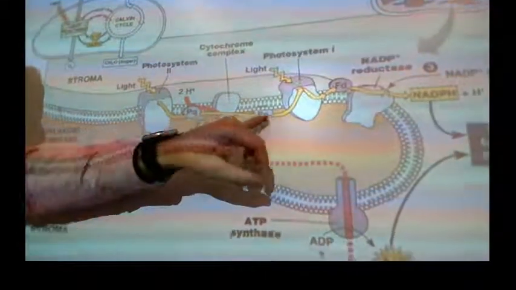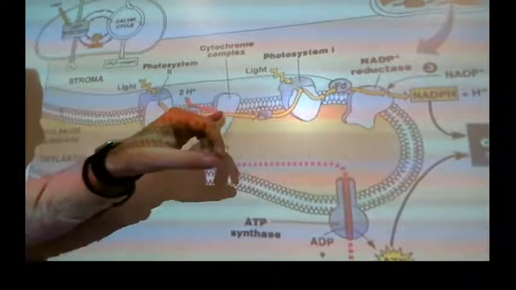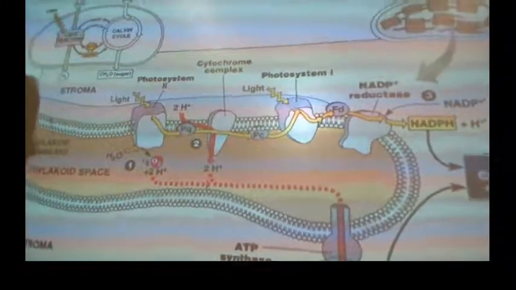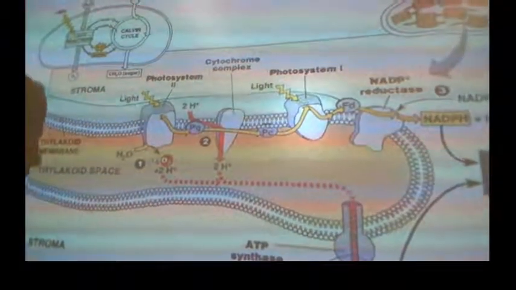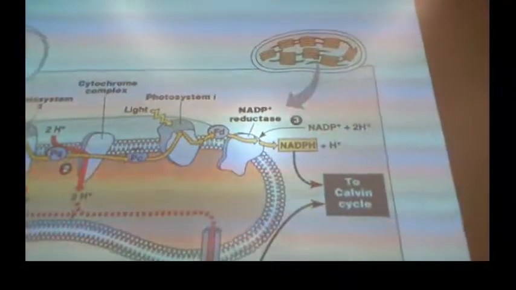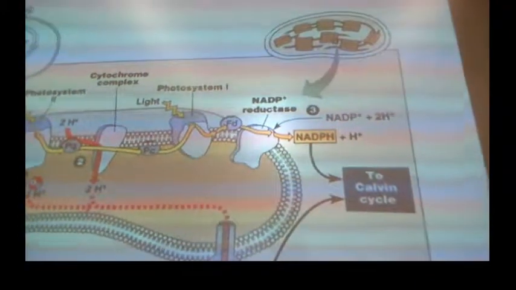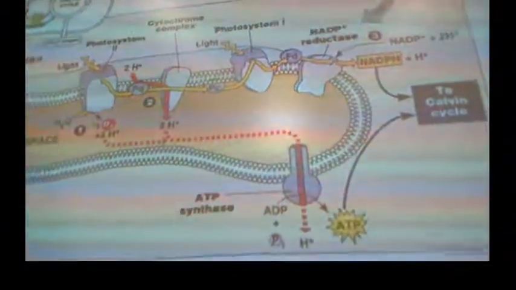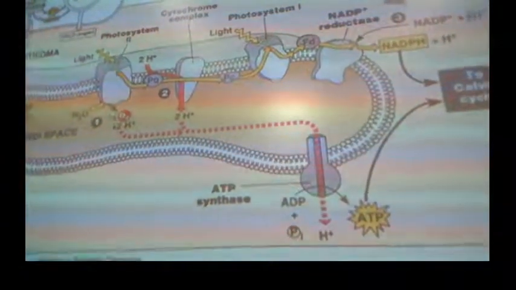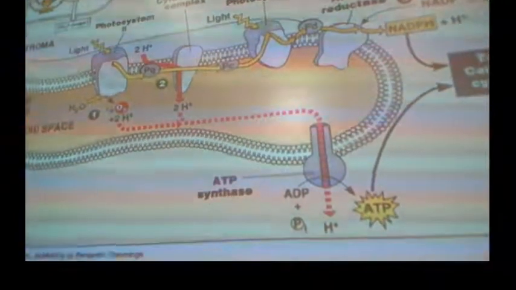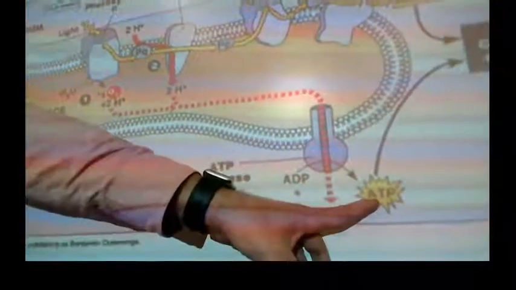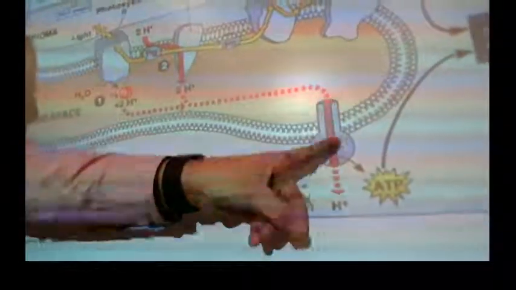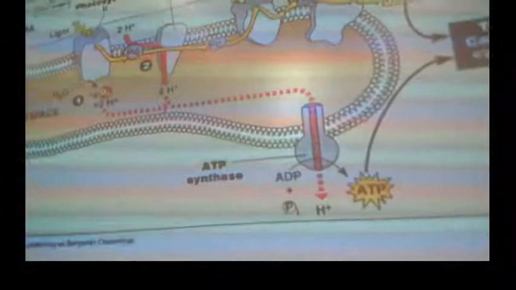Along the way, we have PQ, PC, and FD. These are peripheral proteins, so they're going to work to help the process of moving those electrons. Over here, we have our NADPH, and you can see that that's going to go to the Calvin cycle. And down here, we have our last integral protein, which is called ATP synthase. ATP synthase is going to create ATP every time that a hydrogen is pumped through to make that ATP.